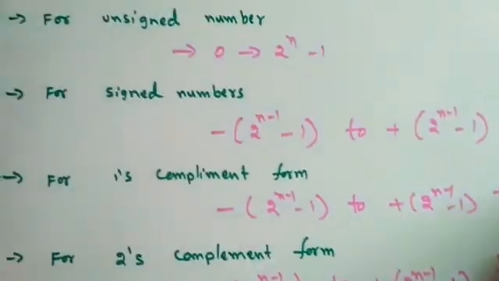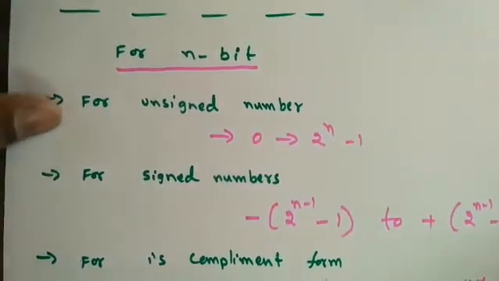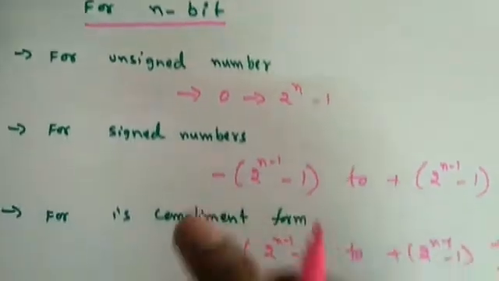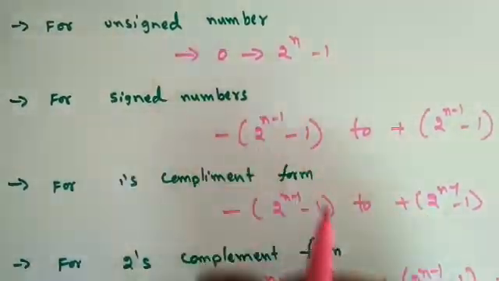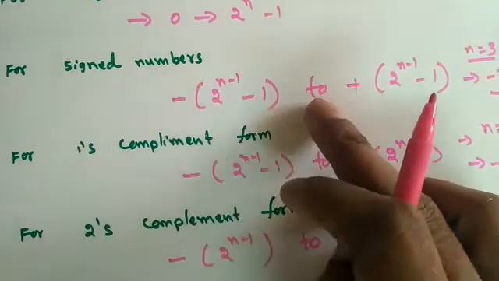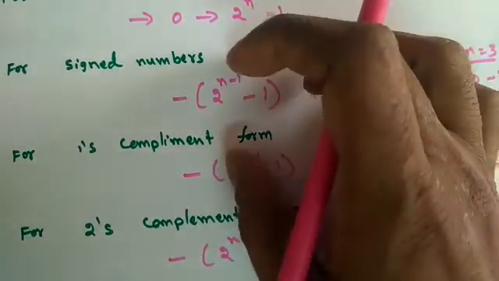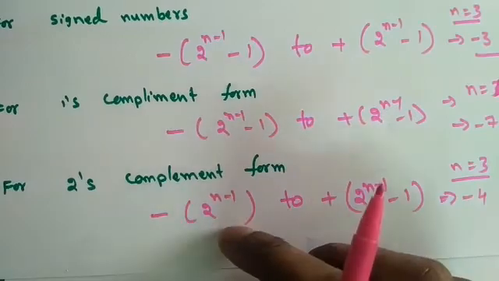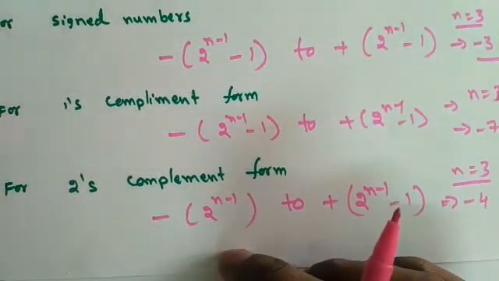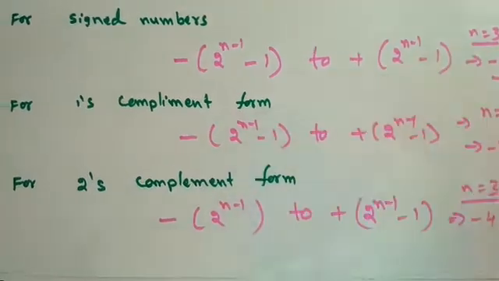So these are the ranges of signed numbers, the ranges of binary numbers for unsigned and then signed. In the signed magnitude form and 1's complement form, we get minus (2 power n minus 1, minus 1) to plus (2 power n minus 1, minus 1) for these two cases. This one is different, that is minus 2 power n minus 1. So these three are important, we just need to remember them, right?